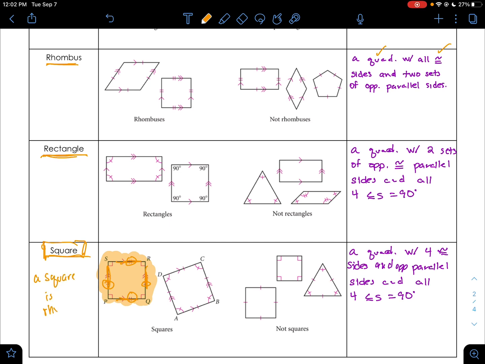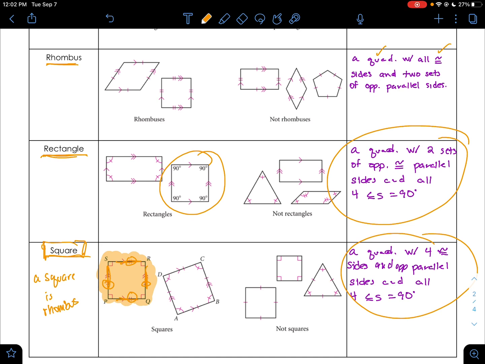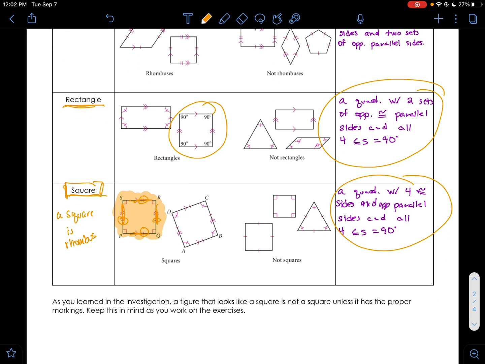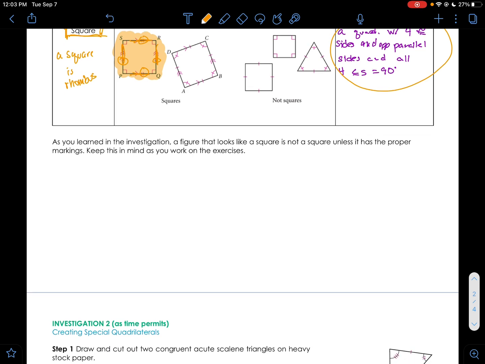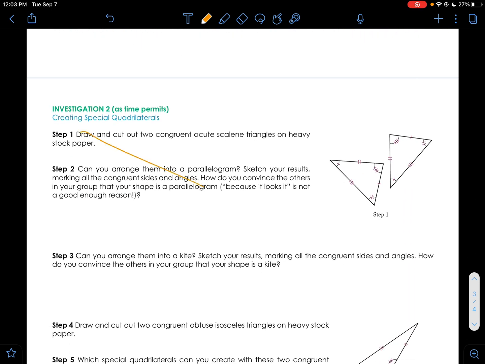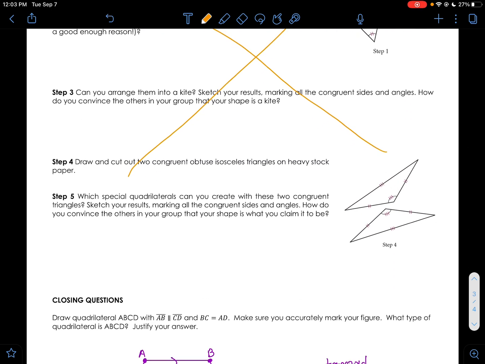So again, if you have this type of question, you want to take a square or a rectangle or a rhombus and see, does it meet all the criteria listed in each of the definitions? If it does, then yes, it is. If it doesn't, then no, it's not. Sometimes it might be. For instance, a rectangle sometimes is a square. Just keep that in mind. We did not do this investigation in class, so don't worry about completing it.